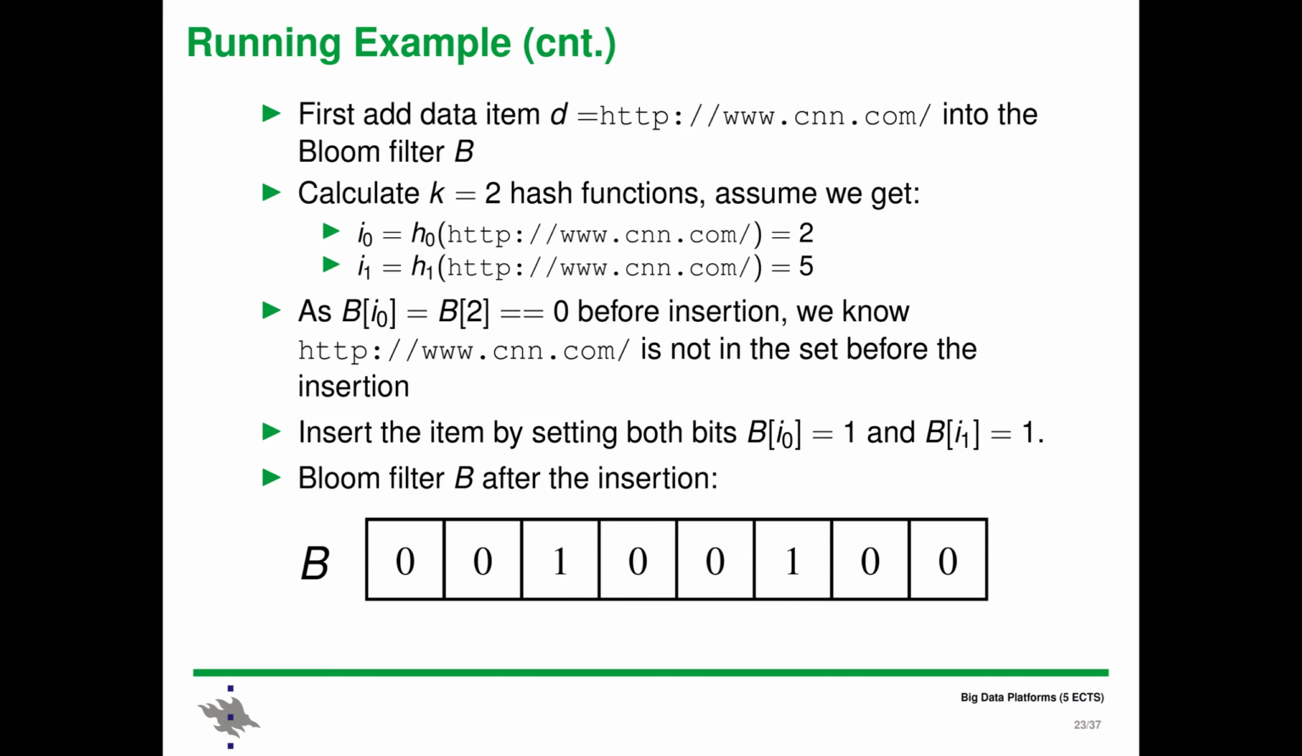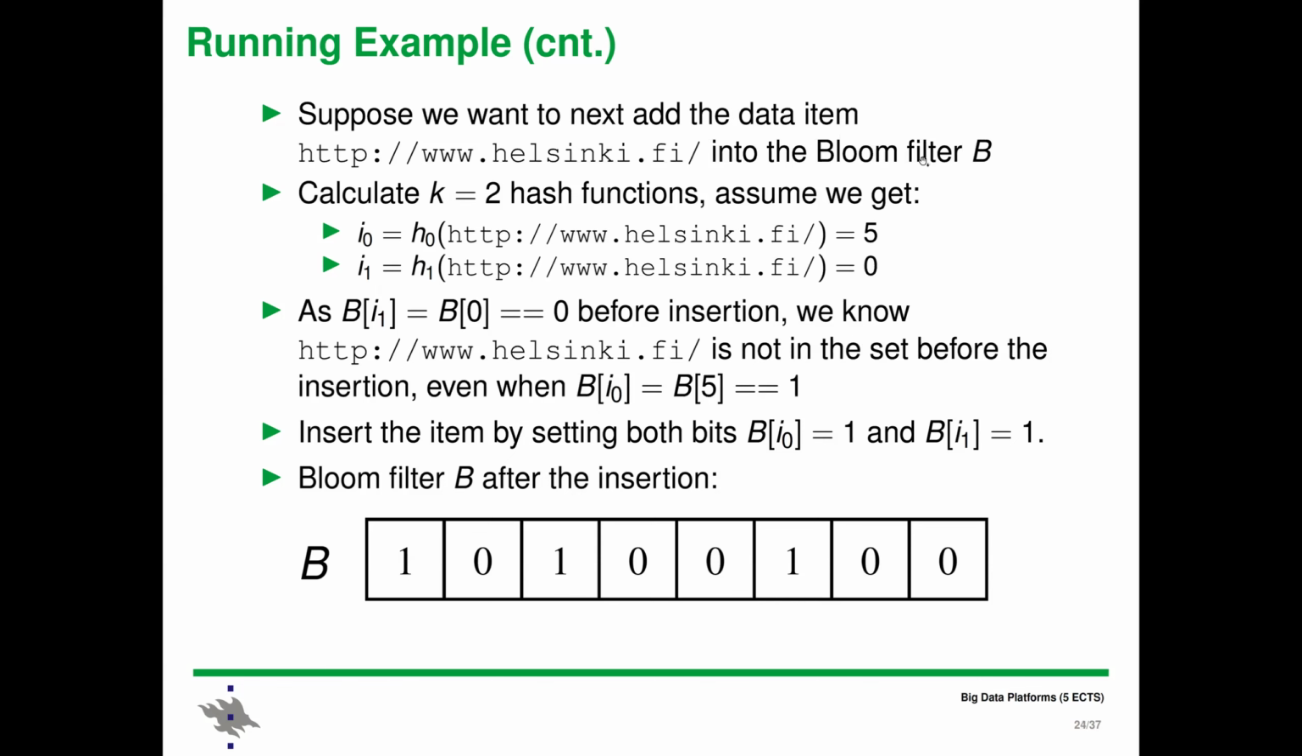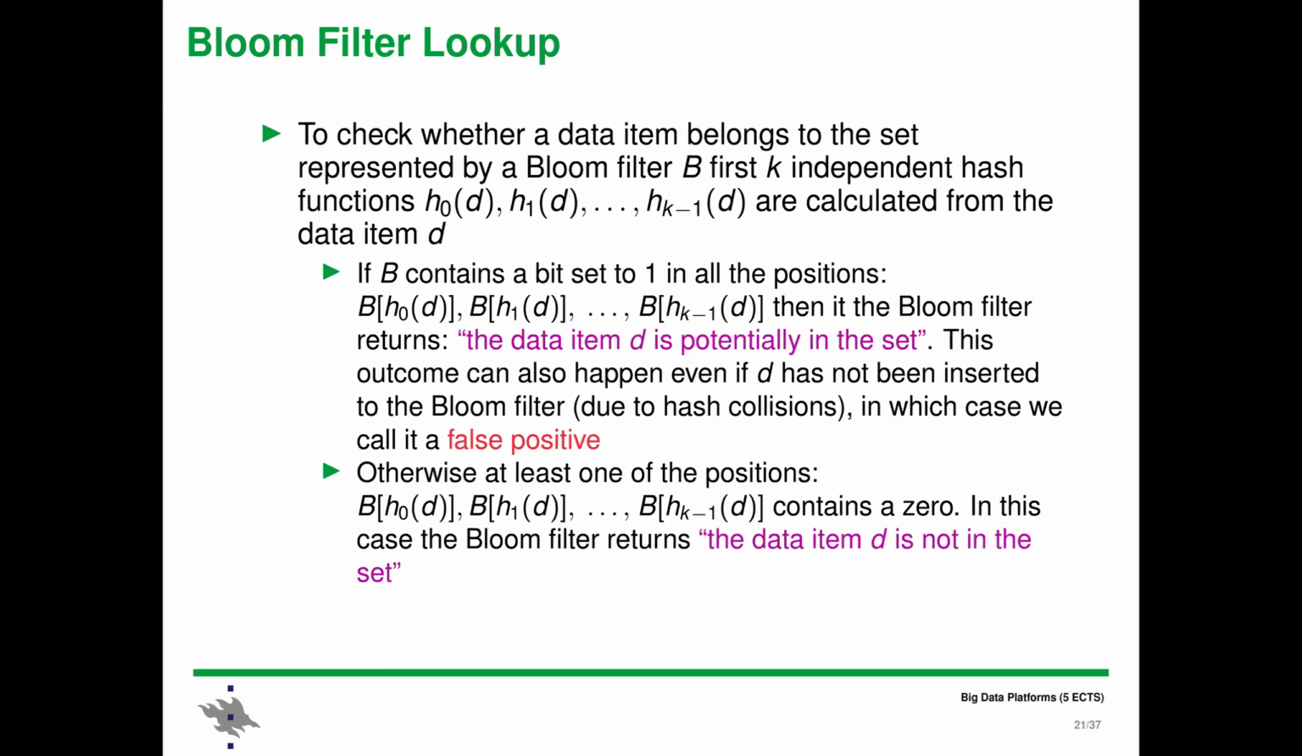Okay, let's go back a few slides. Remember, you can ask at any point. So to check whether a data item belongs to the set represented by the Bloom filter, what do we do? We first compute two independent hash functions, and then if the Bloom filter already contains a bit set to all the positions, not one position, but all the positions, then what do we do? We return that the data item is potentially in the set.